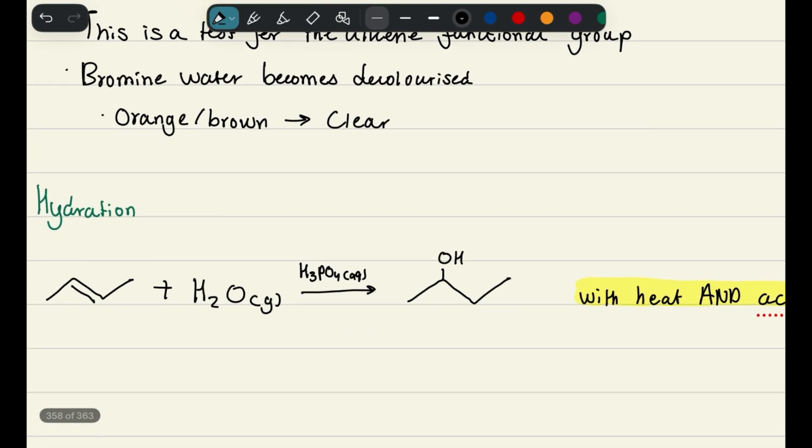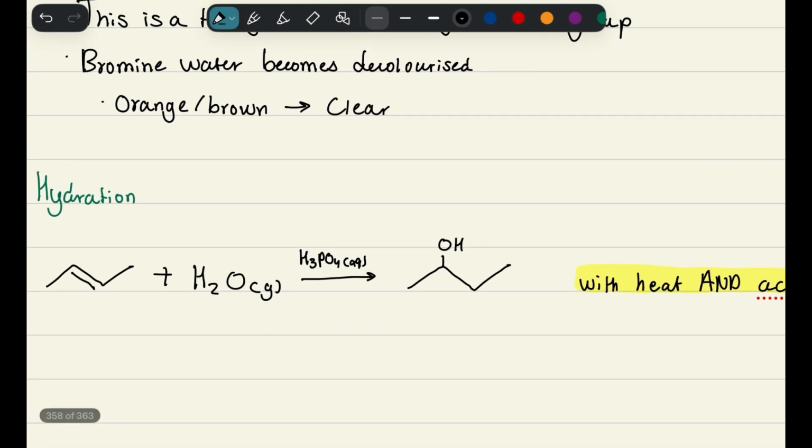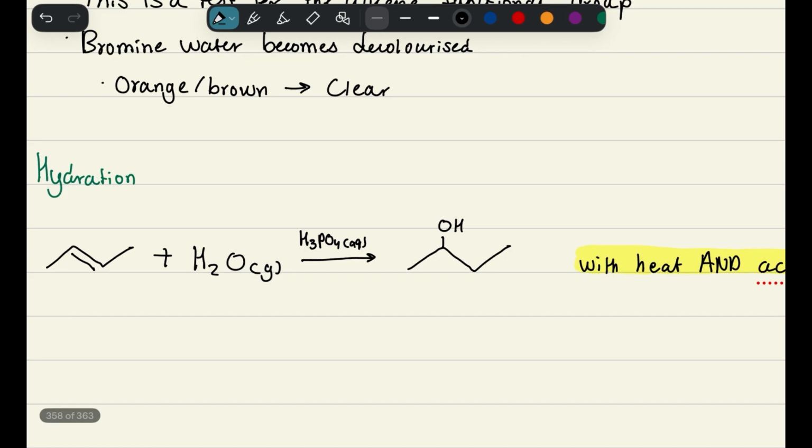Now, hydration, addition of water. What I shouldn't have said is water; it's actually steam. Very important for your exam: steam. So butene plus steam with an acid catalyst present, bam. They normally use phosphoric acid, but it can be sulfuric acid as well. You will form an alcohol. So this is butanol, yeah?